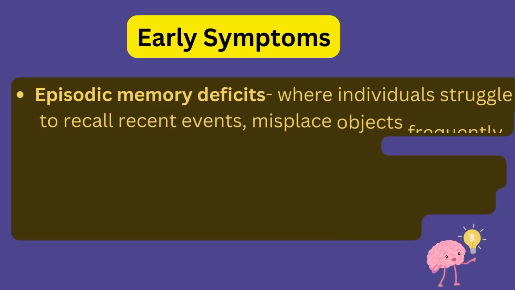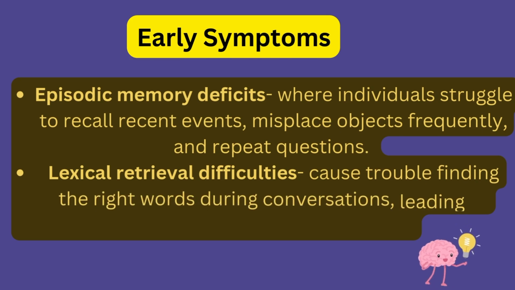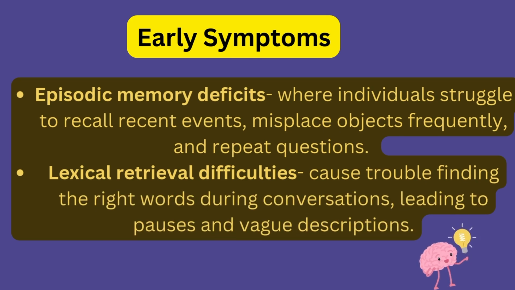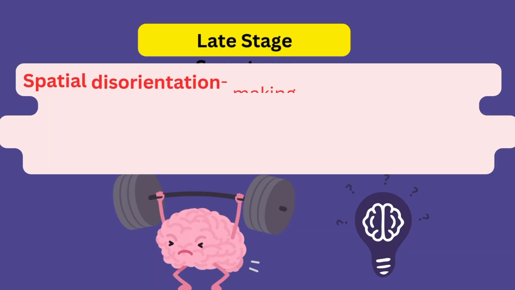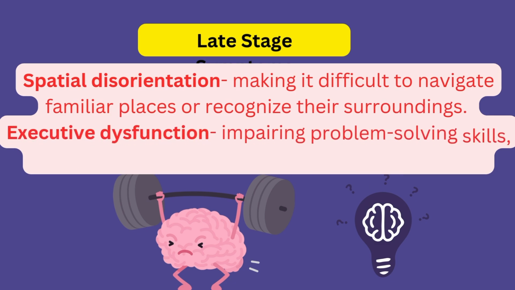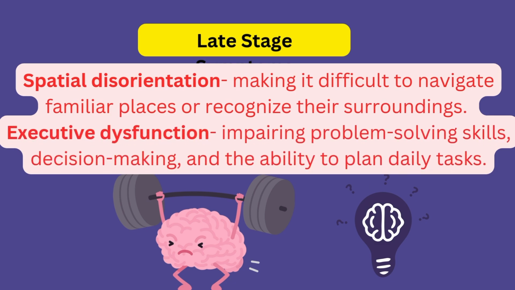So, early symptoms of this disease are episodic memory deficits, which is where individuals struggle to recall recent events, misplace stuff, and repeat questions. And then lexical retrieval difficulties, which is trouble finding the right words during a conversation, leading to pauses and vague descriptions. Later on, spatial disorientation occurs, which makes it difficult to navigate familiar places and recognize their surroundings. And executive dysfunction, which is impairing problem-solving skills, decision-making, and the ability to perform normal daily tasks.